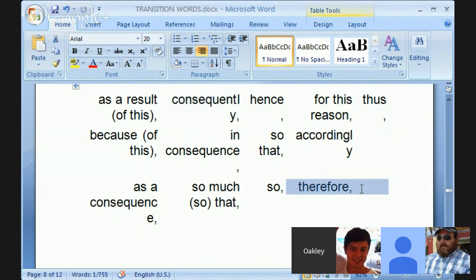Therefore. My teeth fell down as a result of sugar. Ah, very nice. Good one. Okay. All right. Well, of course, we would probably normally say my teeth fell out, not my teeth fell down, but you're using the transition word correctly. So that's good. Great.